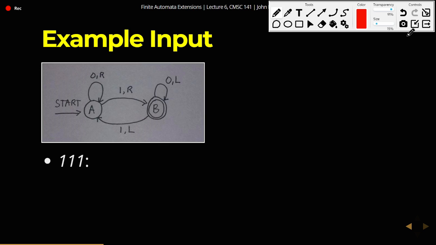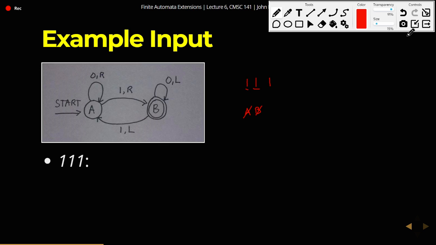How about if it's 1, 1, 1? On 1, 1, 1, we start at state A. A on 1, again, will go to B, and then it will go to the right. So it will go to the second one, but we are now in state B. And then B on 1 will go to state A and go left.